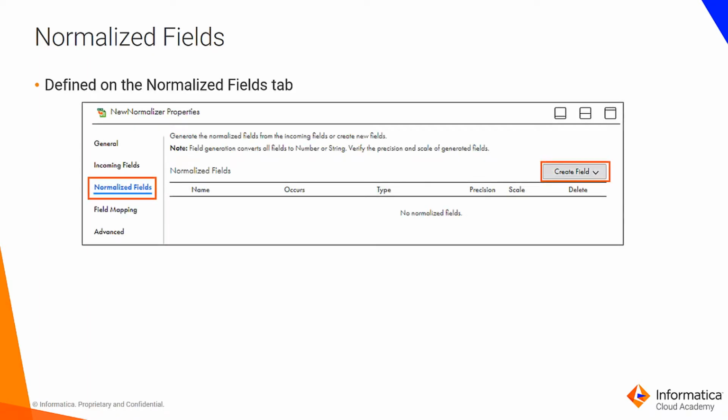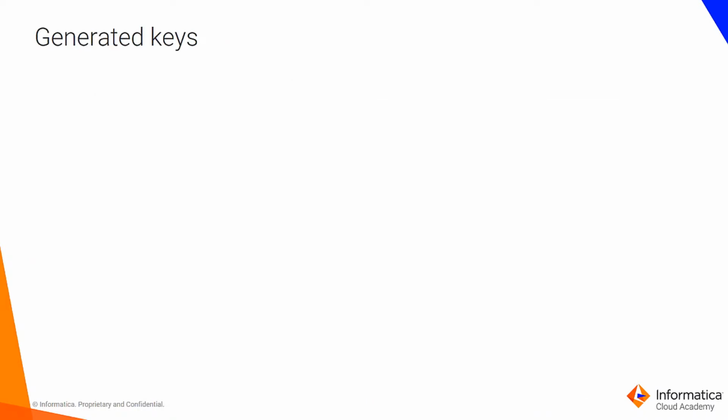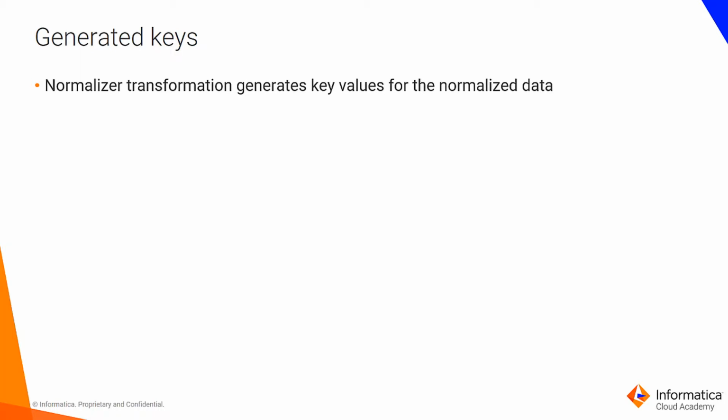When you create a normalized field, you can set the data type to string or number, and then define the precision and scale. Configure the occurs value for a normalized field to define the number of instances the field occurs in the incoming data. The normalizer transformation generates key values for the normalized data. Generated key fields appear on the Normalize Fields tab when you configure the fields to have more than one occurrence.